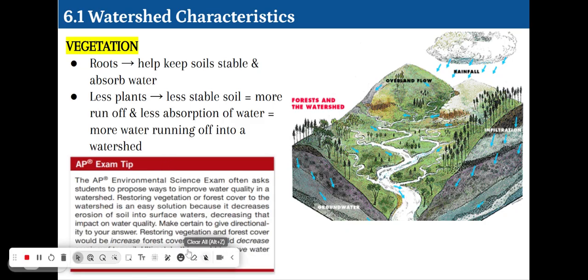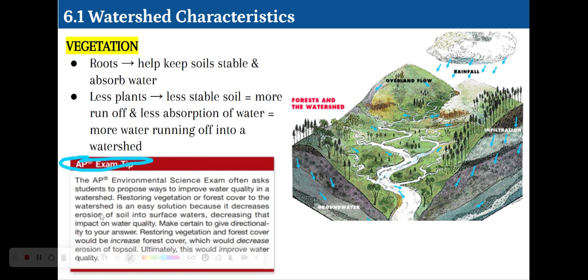Now, down here, a lot of this stuff is coming right from College Board, which is where I'm getting all of my resources to help you for this test. The AP Environmental Science exam will often ask you to propose ways to improve water quality in a watershed, and we're going to get to this a little bit more when we do our pollution unit. But restoring vegetation or forest cover is an easy solution because it decreases soil erosion into surface waters, thus decreasing the impact on water quality.